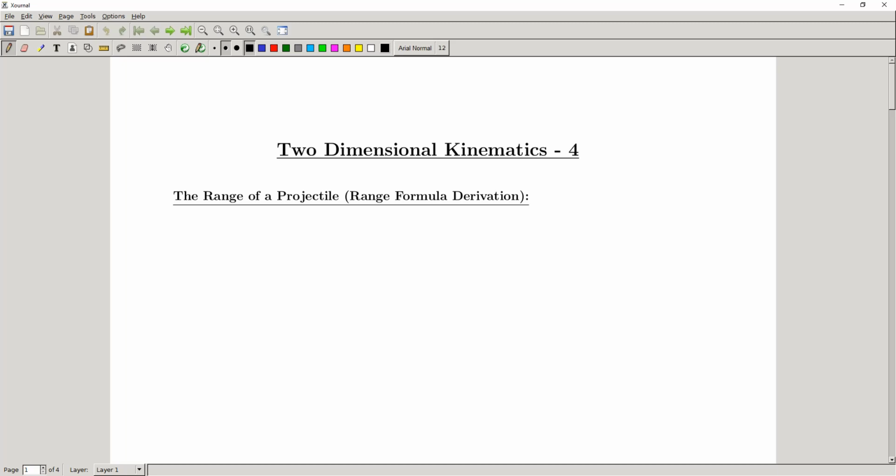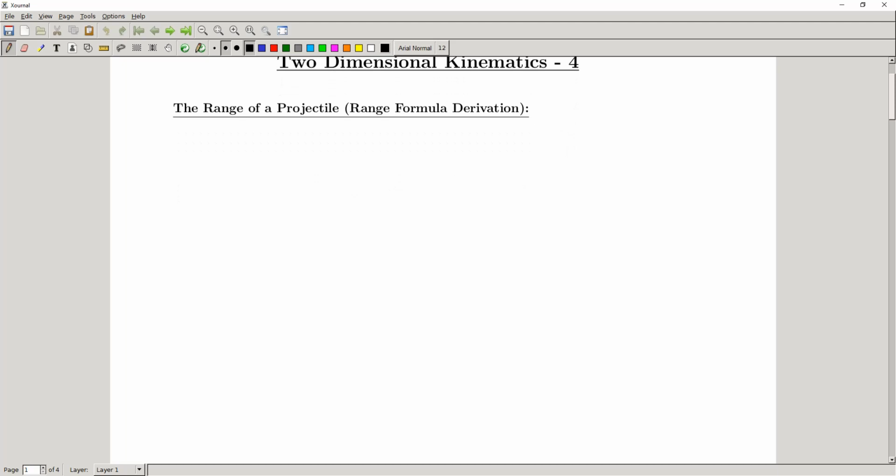Okay, in this video we're going to continue talking about projectile motion. Specifically, we're going to be interested in deriving what's called the range formula. And maybe I'll just get right into it right here. So what we're wanting to look at now is the range of a projectile.